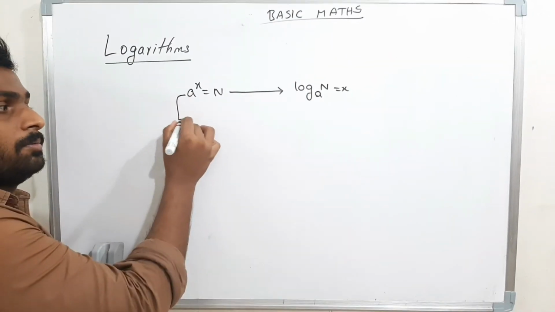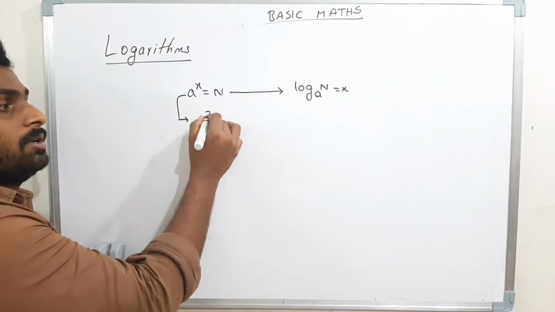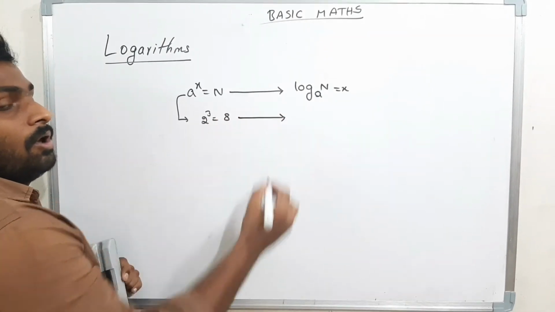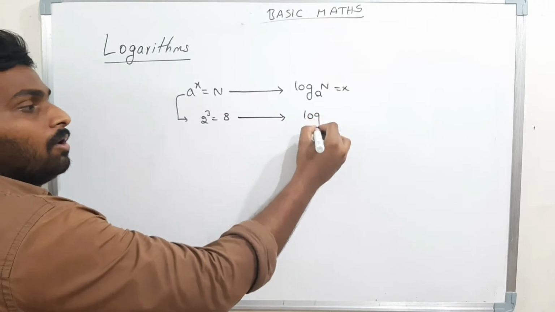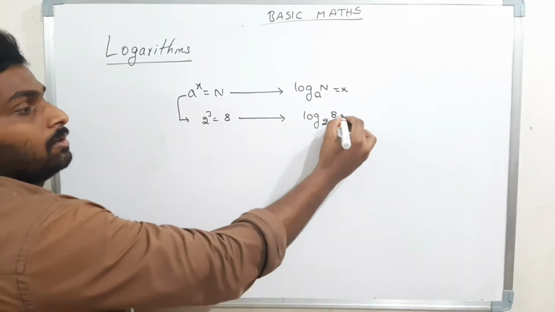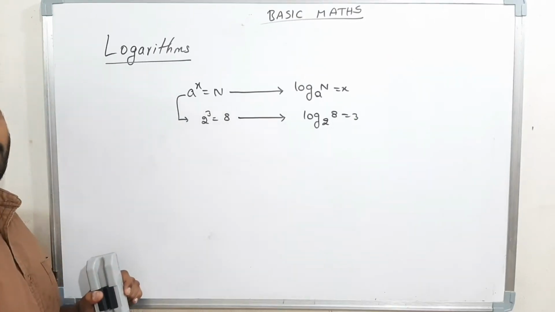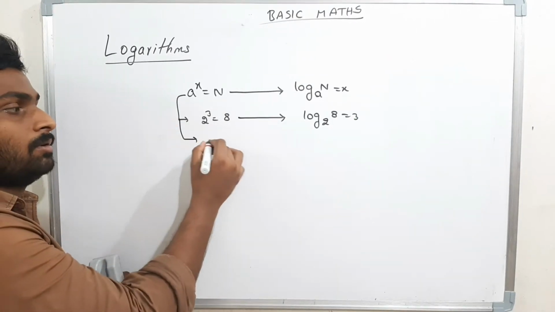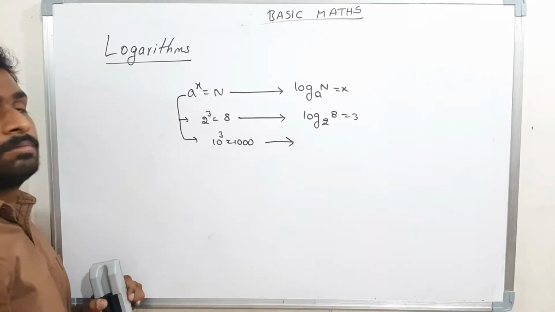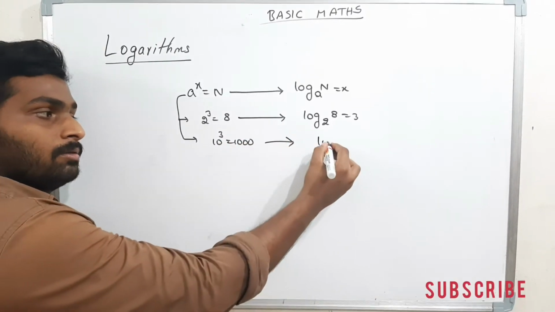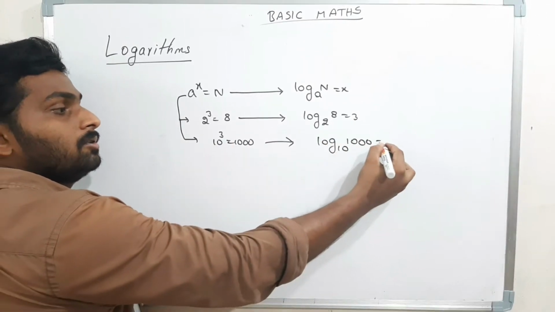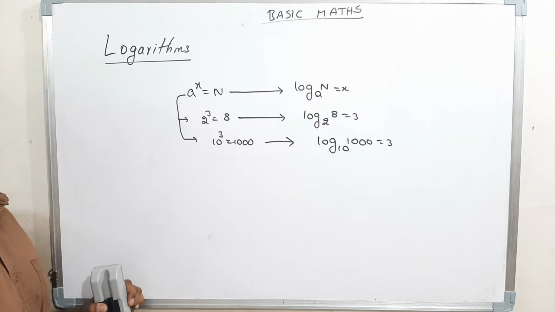We'll see some examples. 2 power 3 is equal to how much? 8. I can convert this one into logarithms as log 8 base 2 is equal to 3. One more example. 10 power 3 is equal to 1000. How can I write? Log 1000 base 10 is equal to 3.